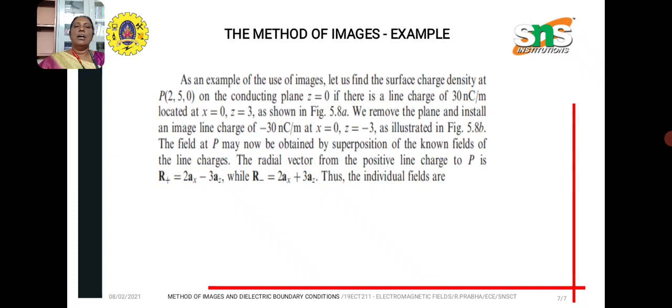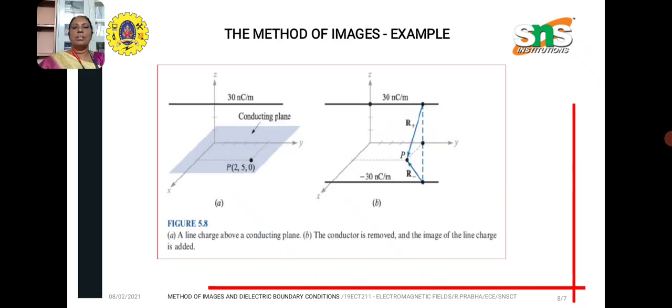The field at P may now be obtained by the superposition of the known fields of the line charges. The radial vector from the positive line charge to P is R plus equal to 2ax minus 3az, and R minus is equal to 2ax plus 3az. So, in the diagram on the left side we have a conducting plane and a point P of 2, 3, 0 where we have to find the electric field. At z equal to 3 we have a line charge of 30 nanocoulomb.